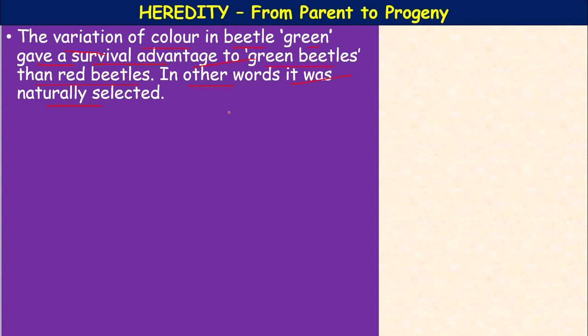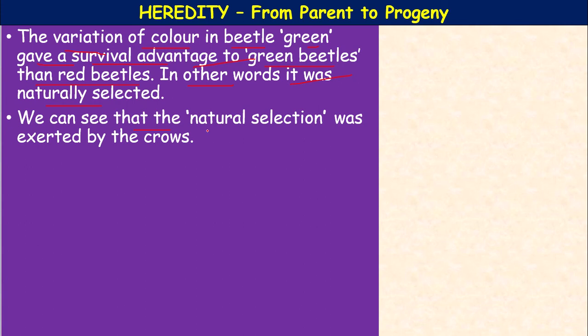Here what happened? The red beetles' color is easily identified by these crows and they start eating them. But the green beetle on the green bushes escaped. That is why the population of the green beetles gradually increased and the red beetles perish. That is called survival of the fittest.